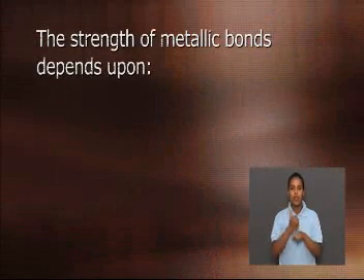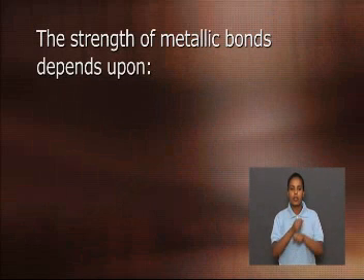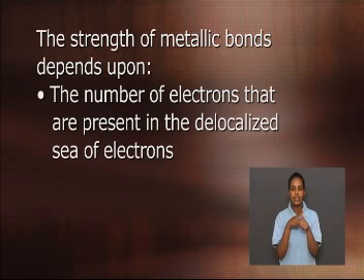Let us continue our lesson by discussing the strength of metallic bonds. The strength of metallic bonds is dependent upon a couple of factors. The first is the number of electrons that are present in the delocalized sea of electrons. If the sea contains more of these electrons, then the resultant bond will be stronger and the melting point of the substance will be higher.